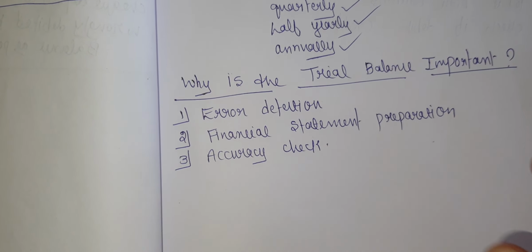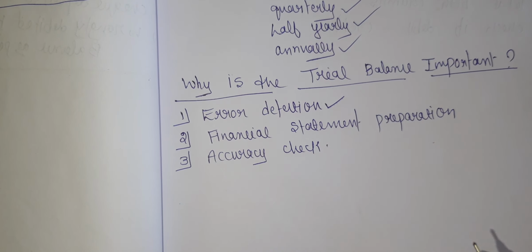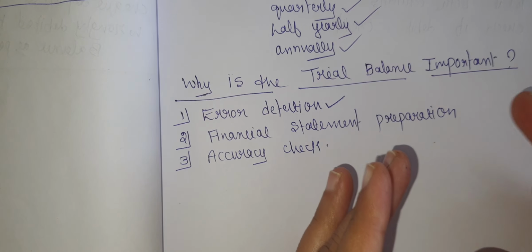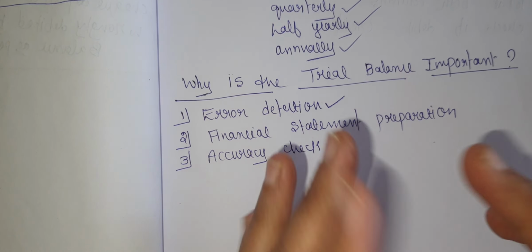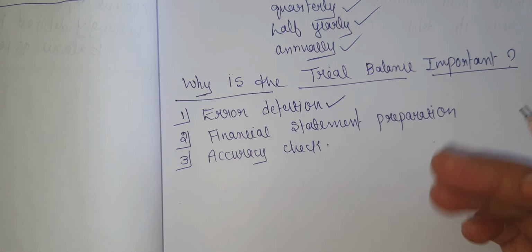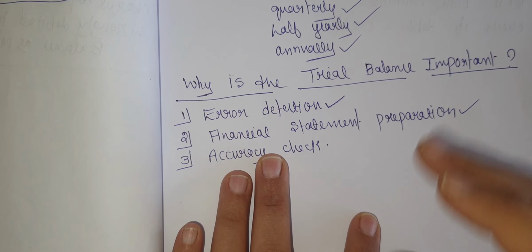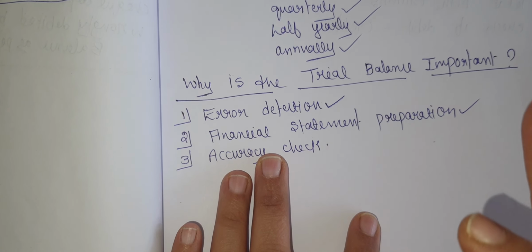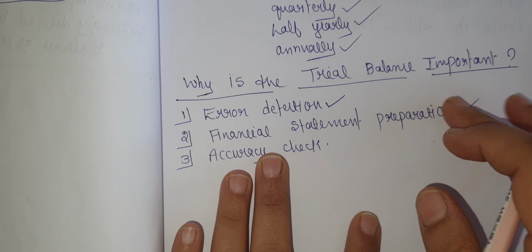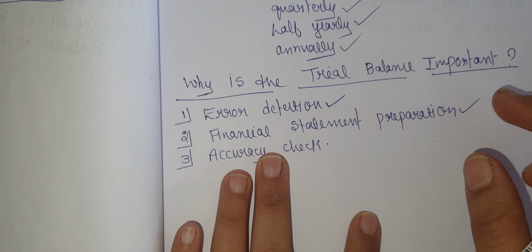Why do we prepare a trial balance? First, for error detection. It helps to identify the mathematical errors in the ledger postings. Second one is financial statement preparation. It serves as the basis for preparing the financial statements. After preparing the trial balance only, we prepare the financial statements.